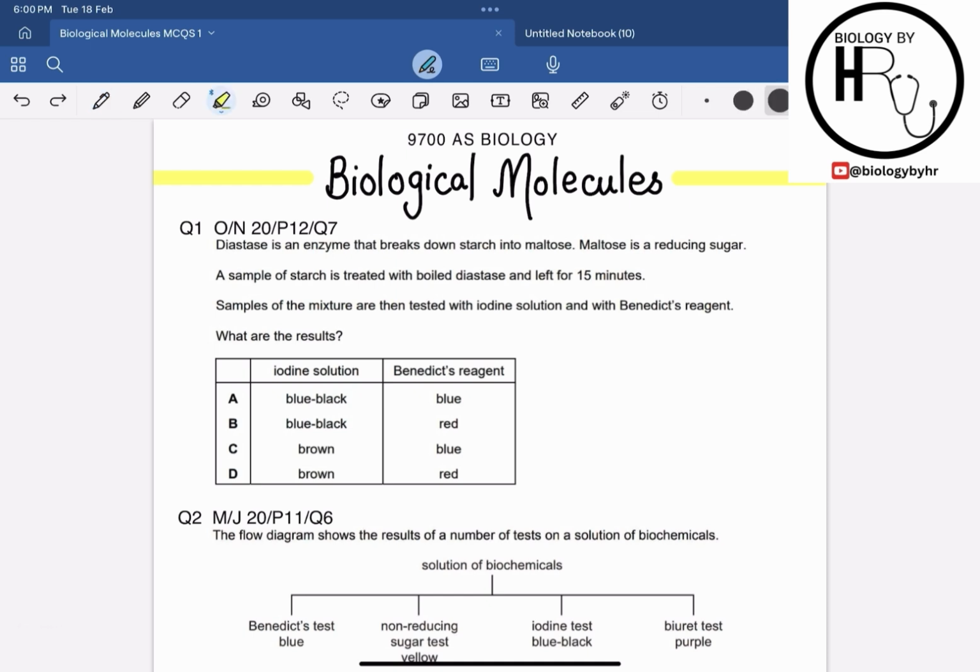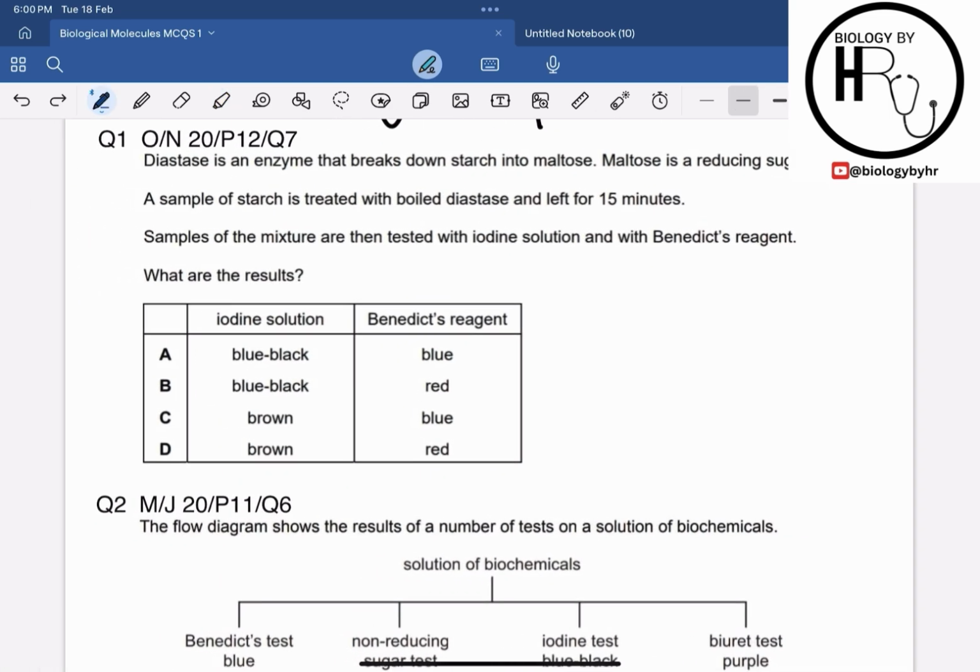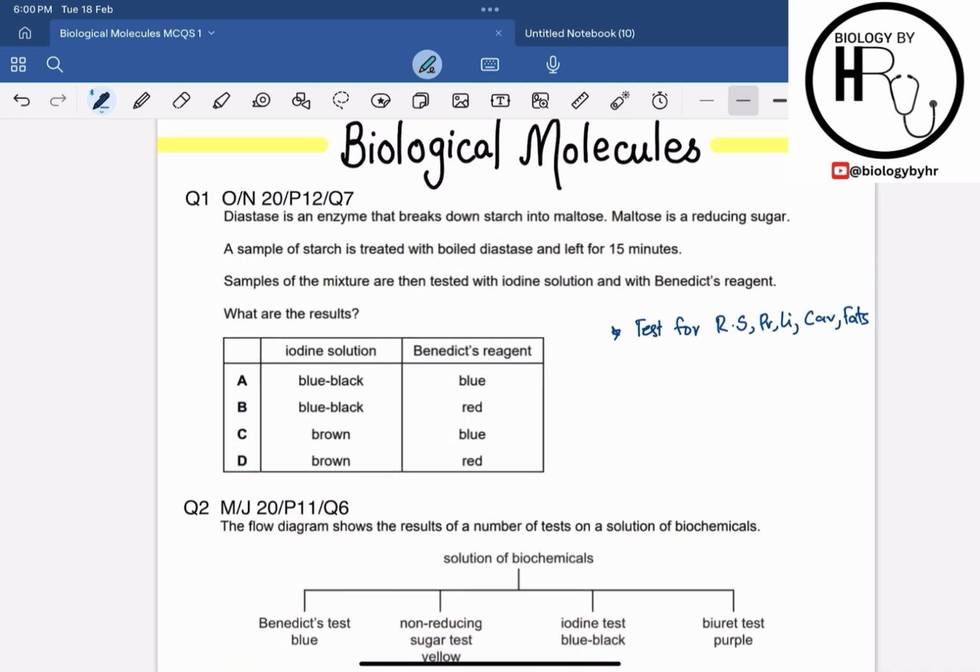In today's video, we are going to be looking at AS Level Biology 9700 topical MCQs of chapter 2 of AS Level Biology, which is the biological molecules. In biological molecules, we have various subtopics like the test for reducing sugars. We have the test for the reducing sugars, the proteins, the lipids, the carbohydrates, fats, right? Basically the test for the biological molecules. This is one of the subtopics of the biological molecules.